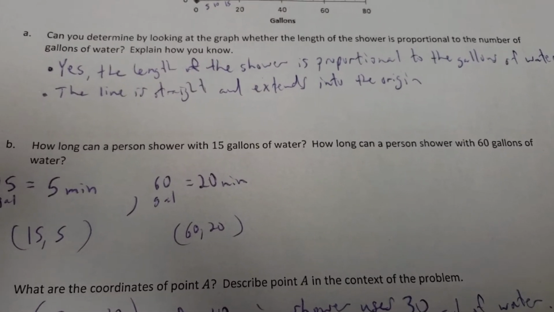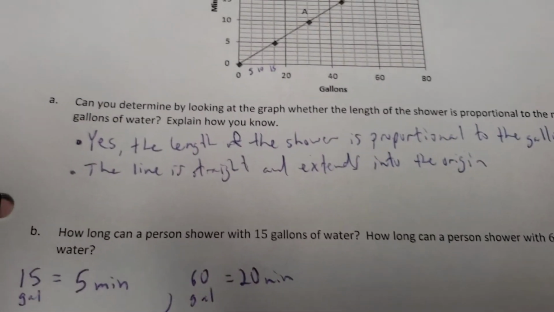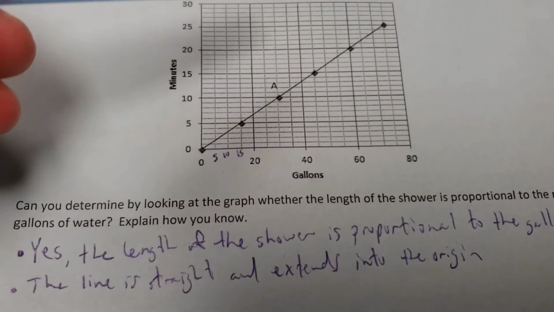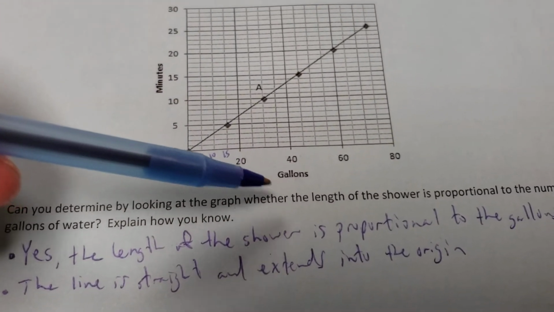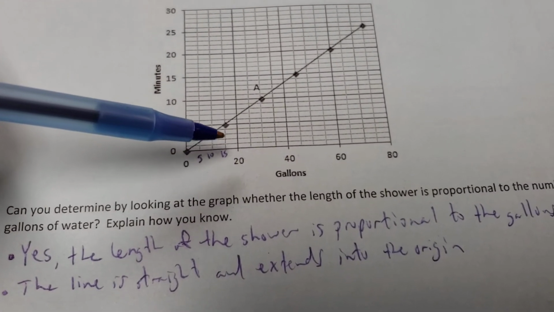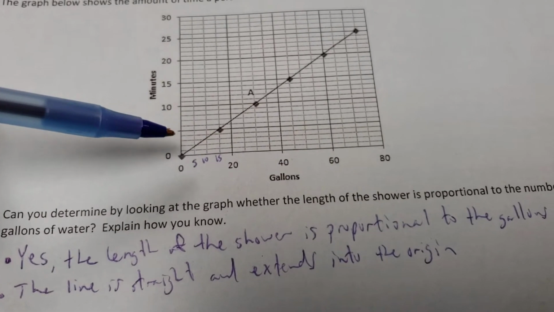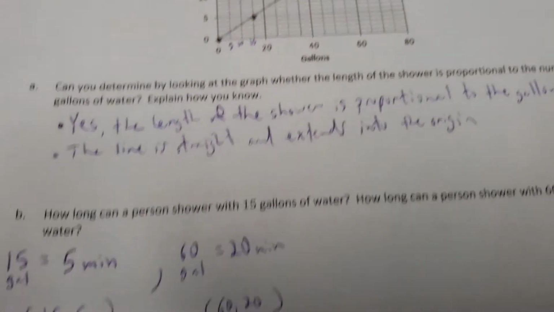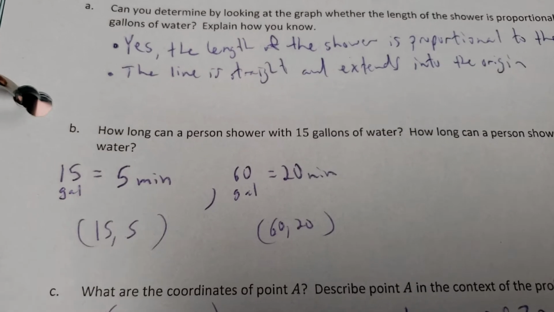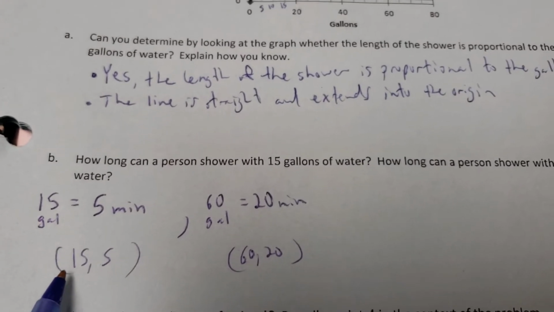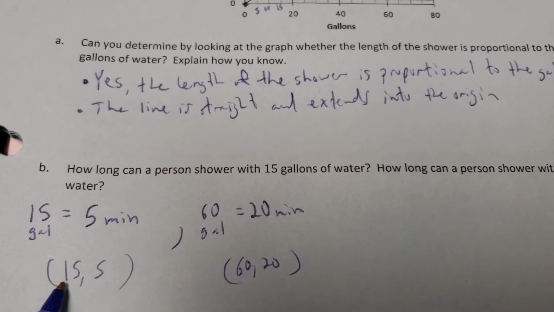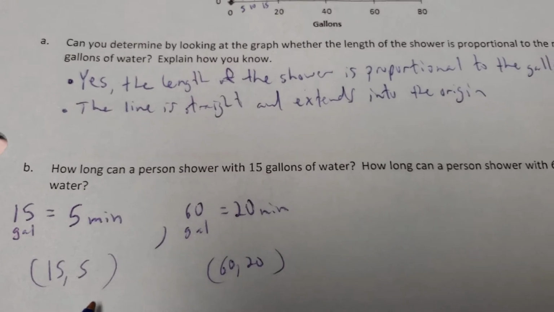How long can they shower with 60 gallons of water? Well, we look at our choices up here. 15 gallons of water. Here's my gallons on my x-axis, and right here is my first dot, and it lines up with the 5 minutes. So 15 gallons means 5 minutes. Now I use my XY coordinates there. X was 15 and Y was 5.